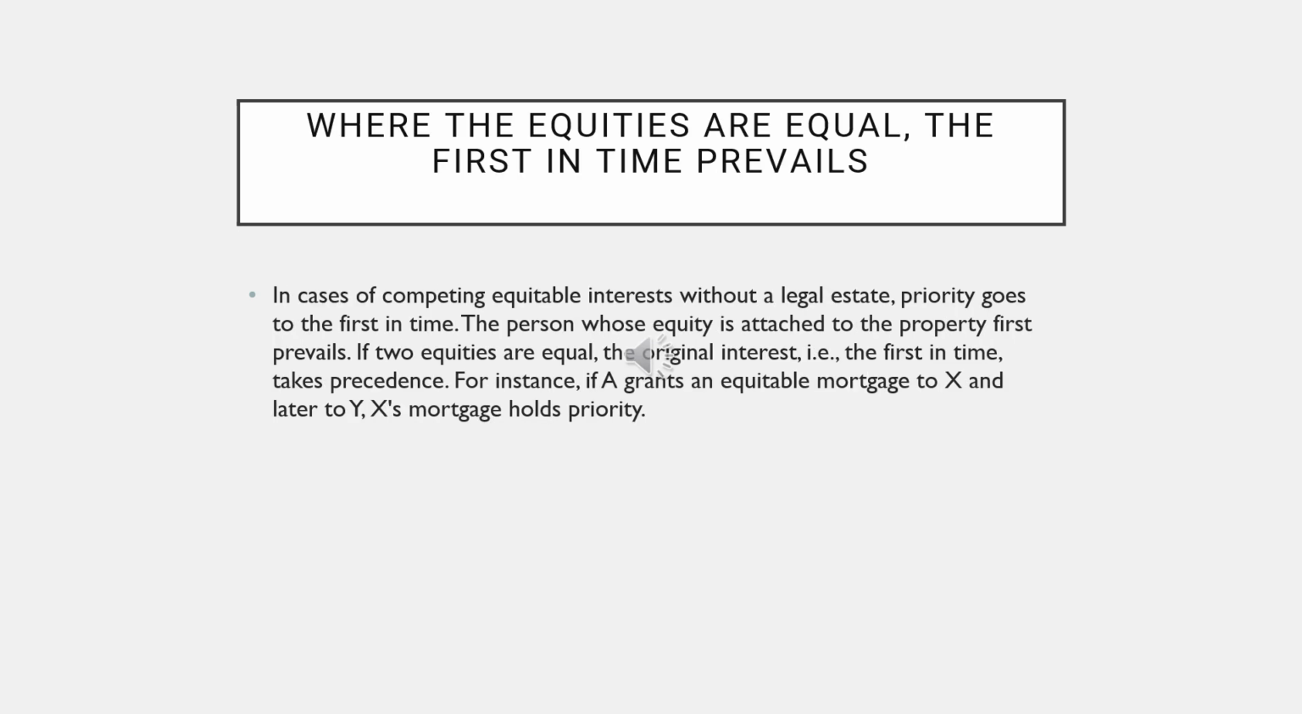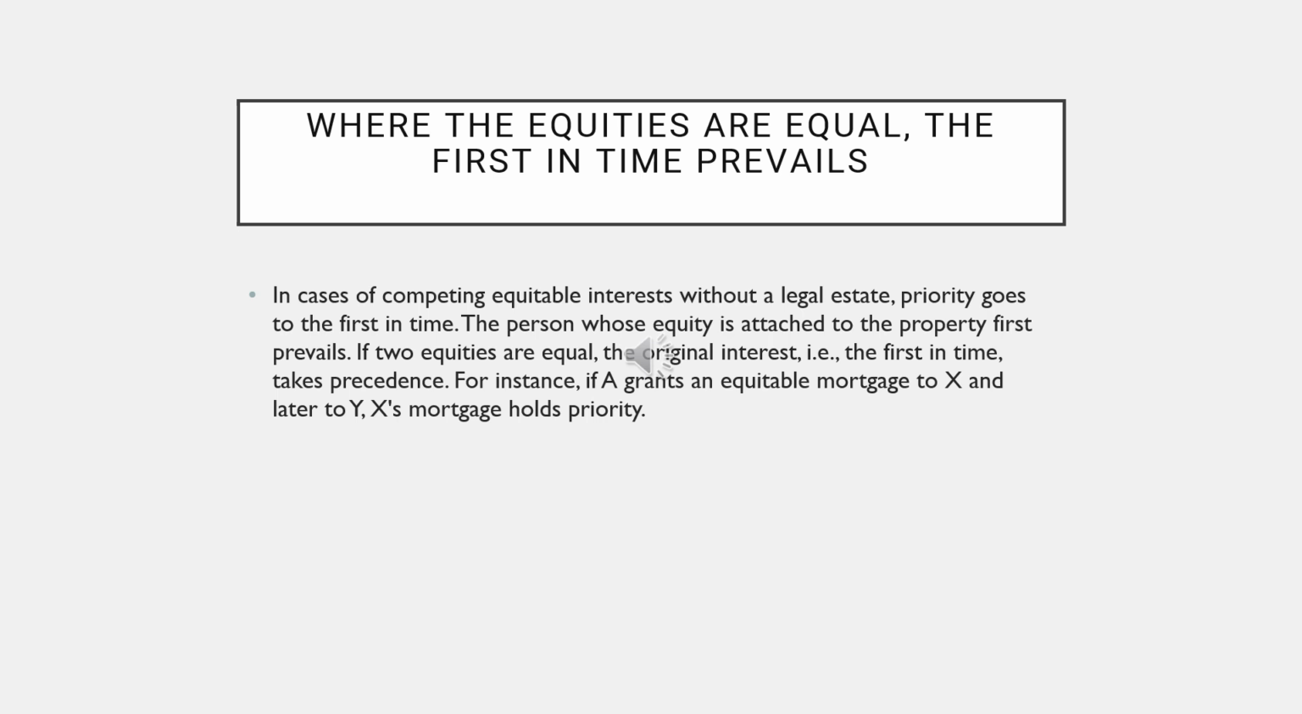So we're almost at the end. This is the second last maxim that we will be going through today. So the maxim is where the equities are equal, the first in time prevails. Where the legal estate is absent in the matter and the contest is among equitable estate only, what happens, the person whose equity is attached to the property first in time will be entitled to priority over others.